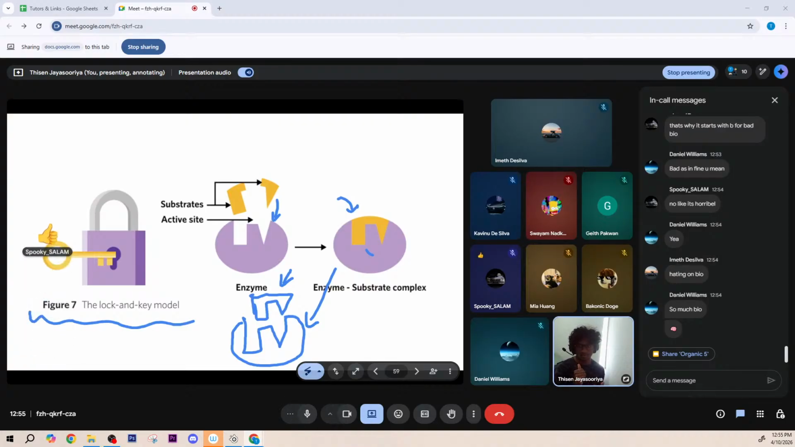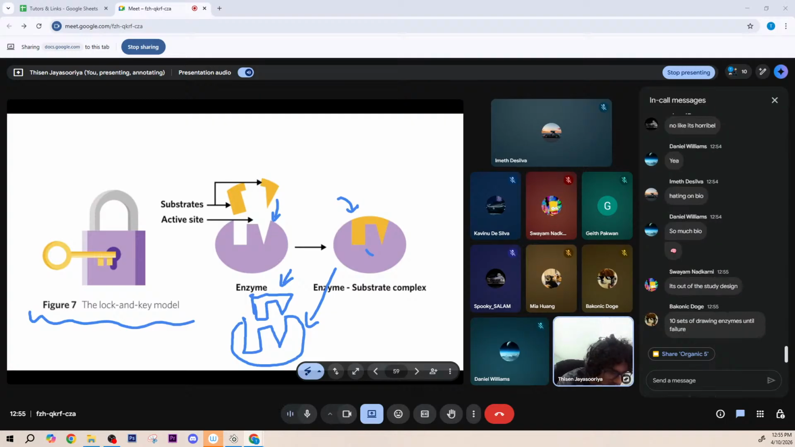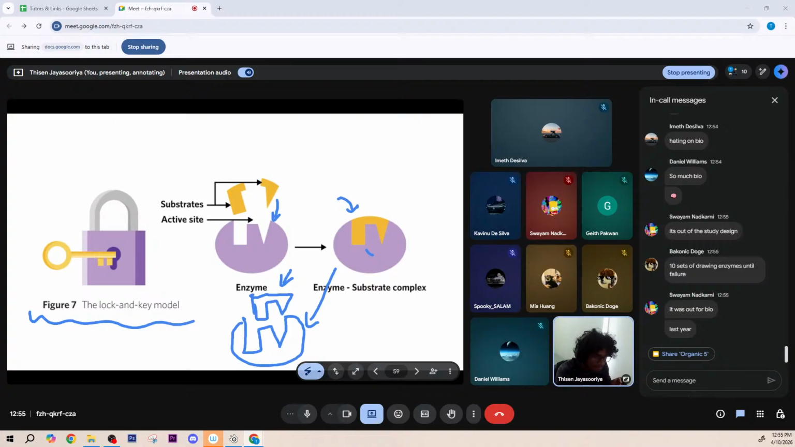There's also the induced fit model, which the Enrolo textbook doesn't talk about. I'm going to do a little bit of research and see if we do cover the induced fit model, because I think we might. It might be out of the study design for bio. Is it out of the study design for chem? I don't think so, because I remember being taught it for chem as well. It's out for bio. Okay. Last year. Okay.